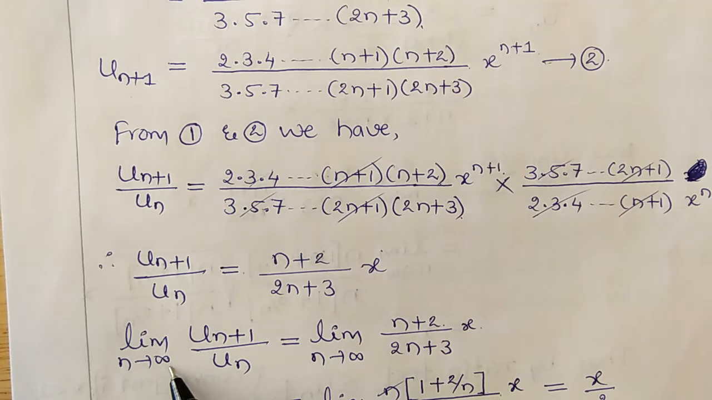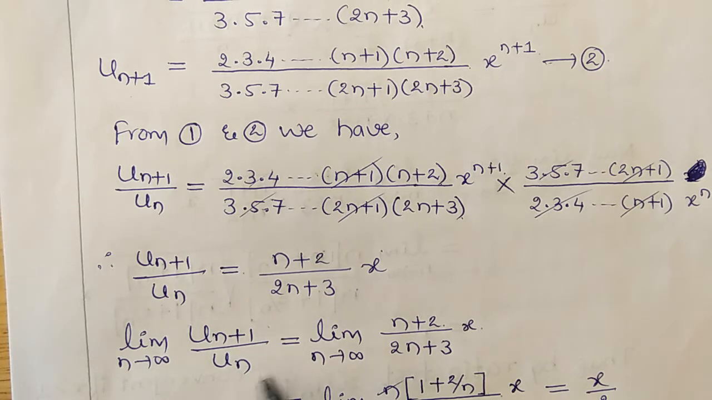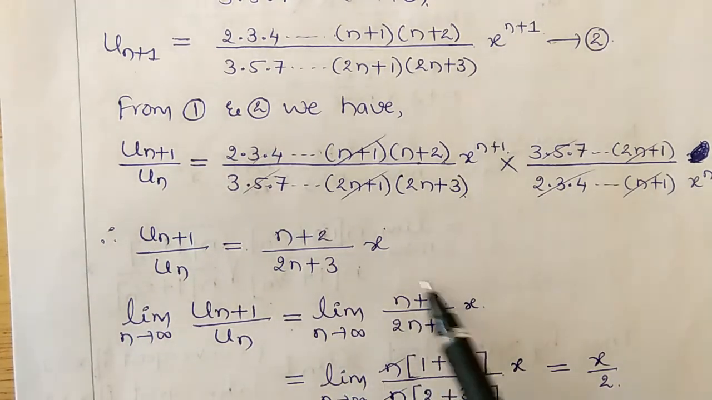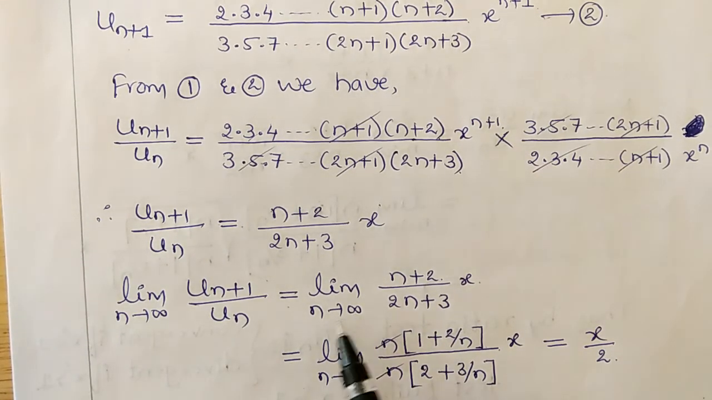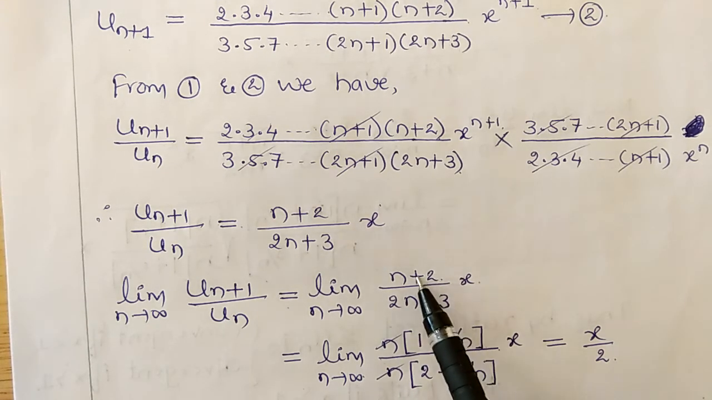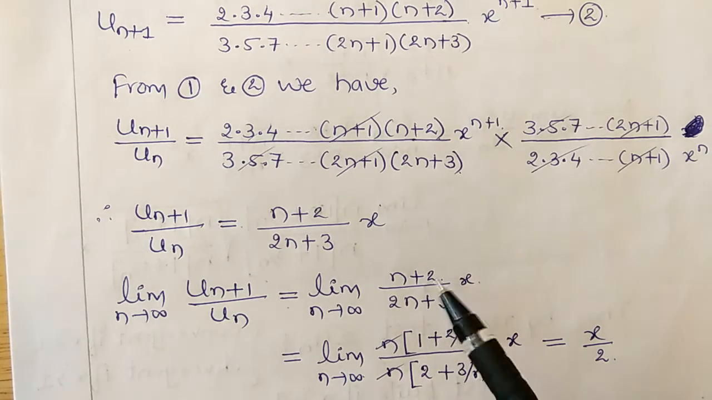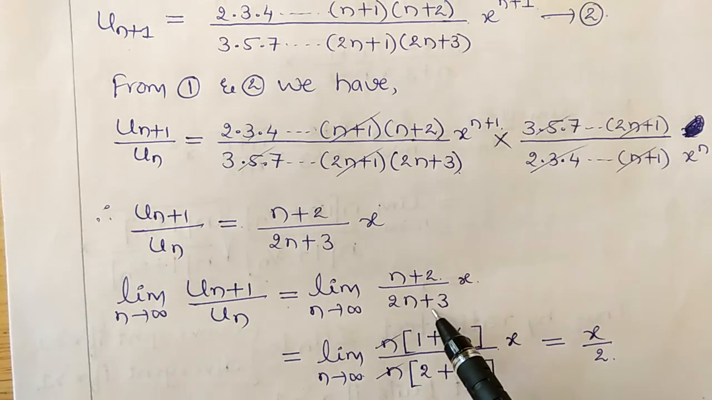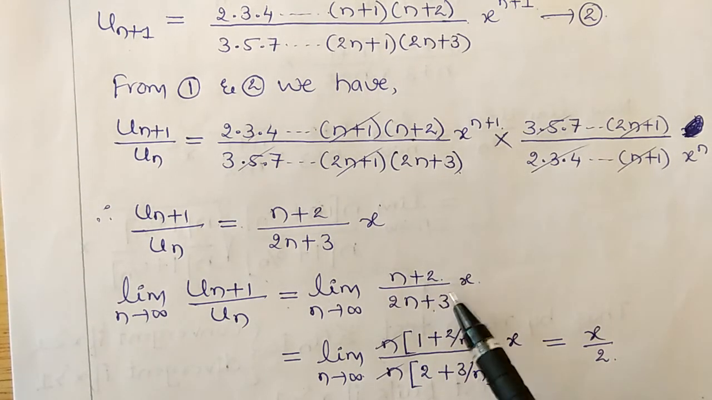Limit as n tends to infinity: apply the limit on both sides. The limit of un plus 1 divided by un is equal to the limit of this term. If n tends to infinity, then infinity plus 2 is infinity, 2 into infinity is infinity, infinity plus 3 is infinity. So it is the infinity by infinity form, which is an indeterminate form. It does not exist, meaning it is meaningless.